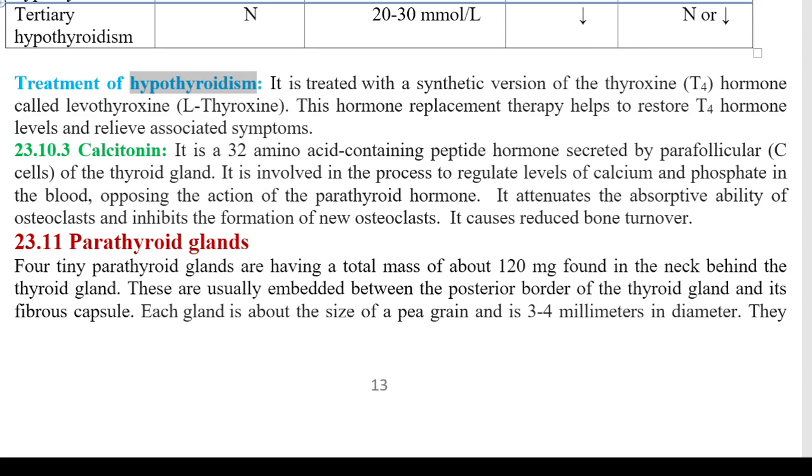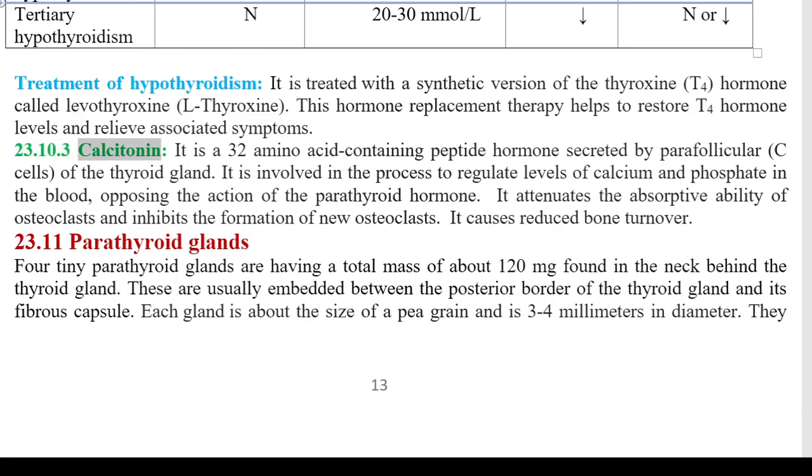Treatment of hypothyroidism: it is treated with a synthetic version of the thyroxine, T4, hormone called levothyroxine, L-thyroxine. This hormone replacement therapy helps to restore T4 hormone levels and relieve associated symptoms.